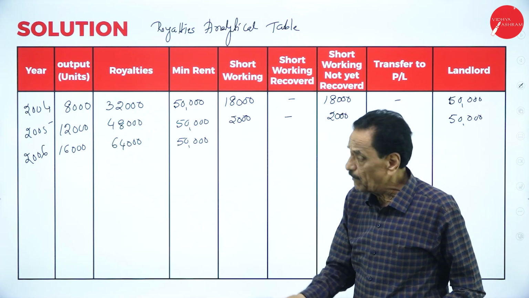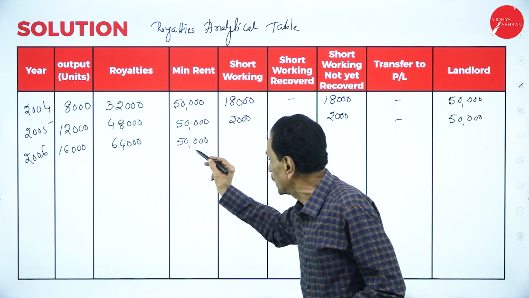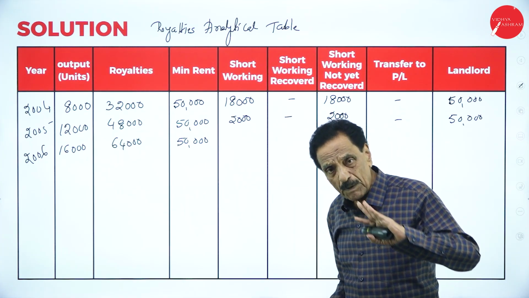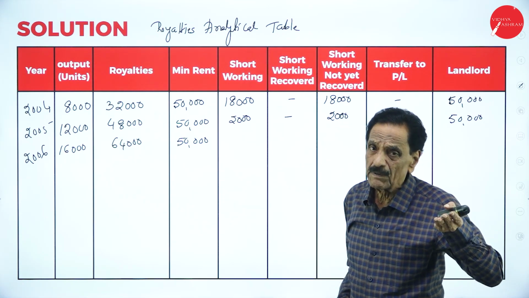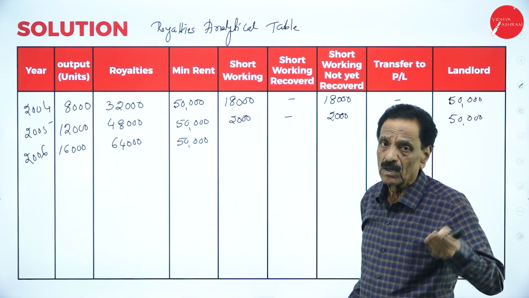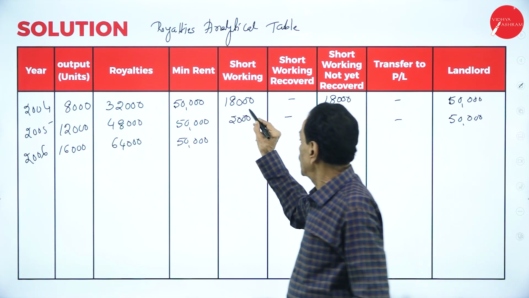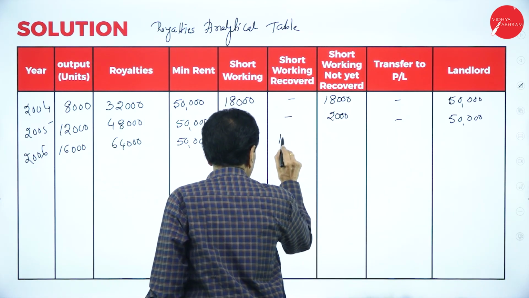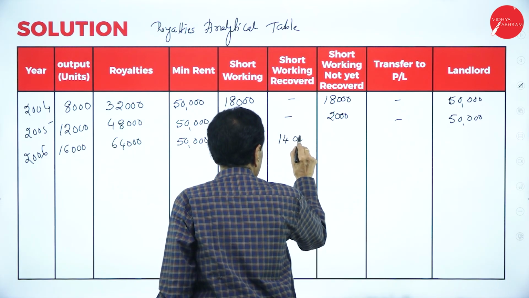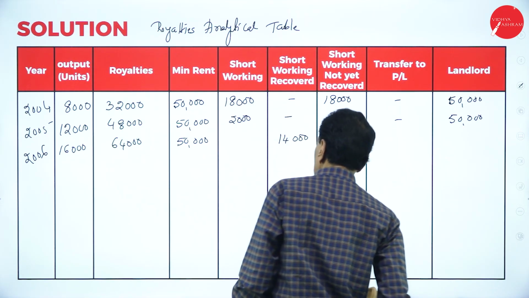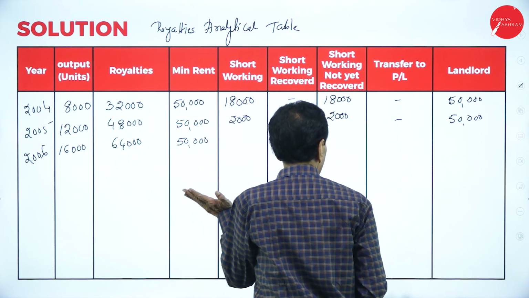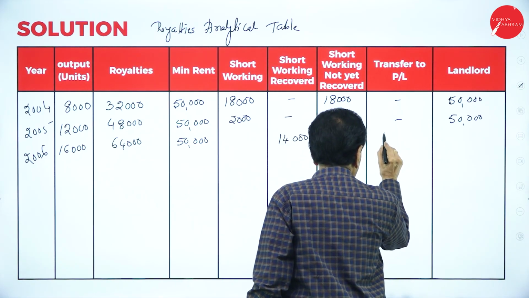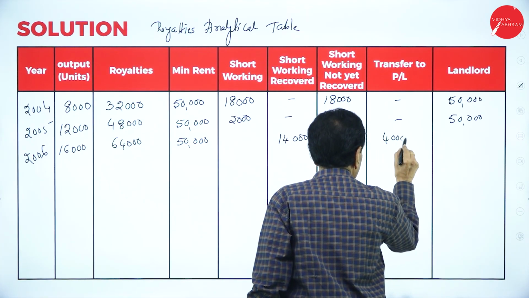Minimum rent you have to pay. What's your royalty? 64,000. He says no, you pay the first minimum rent. Whatever the excess comes, adjusted to your shortage. How much shortage first year? 18,000. How much recovered? 14,000. How much could not be recovered? 4,000. That will be transferred to profit and loss account.